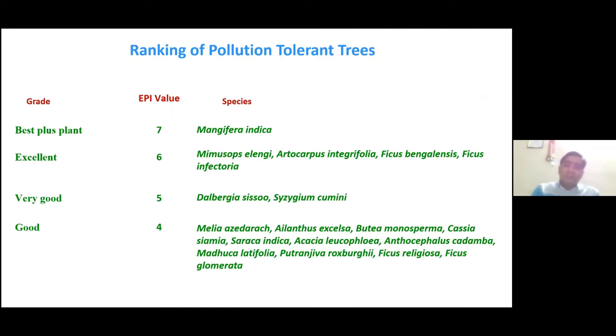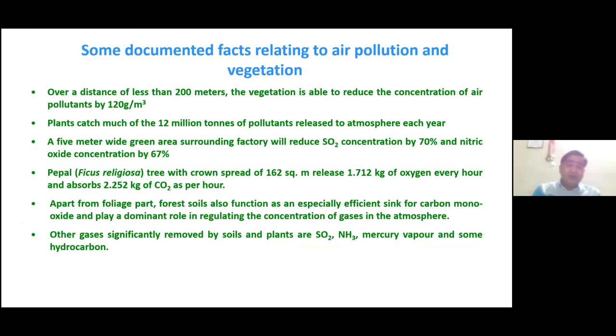So some of the species we have ranked according to pollution tolerance category. Best plants we have identified on the basis of the EPI value index. Mangifera indica we have given a 7, and Mimosa challengei, Atropos integrifolia, Ficus bengalensis, and Ficus infecta are the best species. On the basis of EPI value, we have evaluated these species, which can be used especially for greenbelt development.